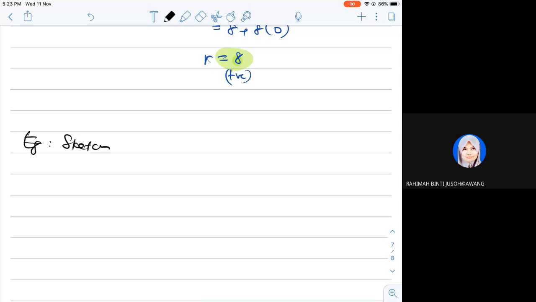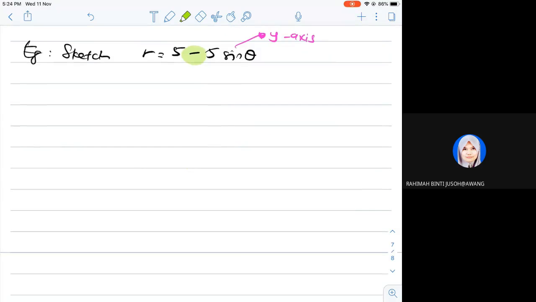Sketch. Let's say r equals 5 minus 5 sine theta. First of all, where is the position, x axis or y axis? Downward. Yes, downward, the y-axis, and the value here is negative. Negative means negative y, so downward, below, on the negative part of y.